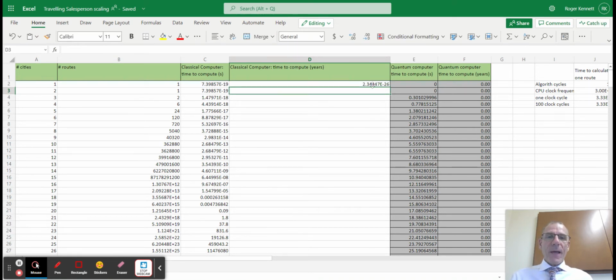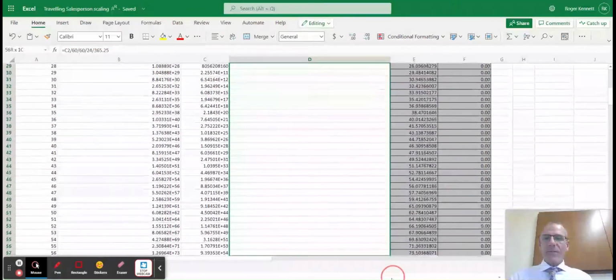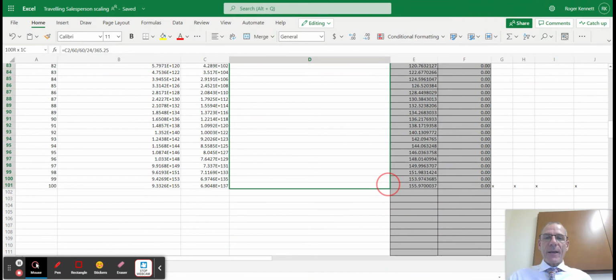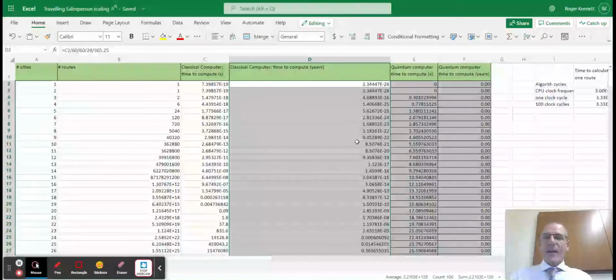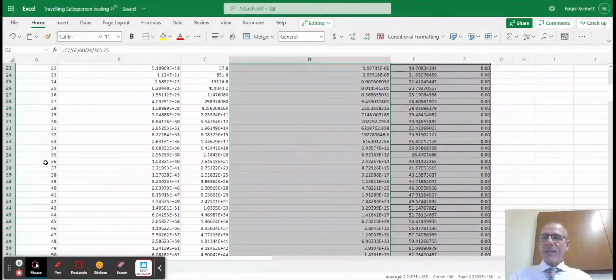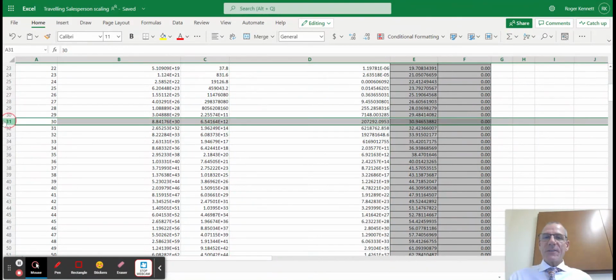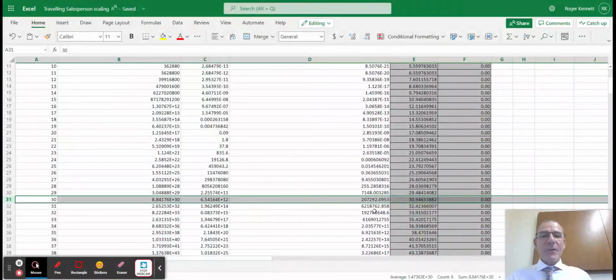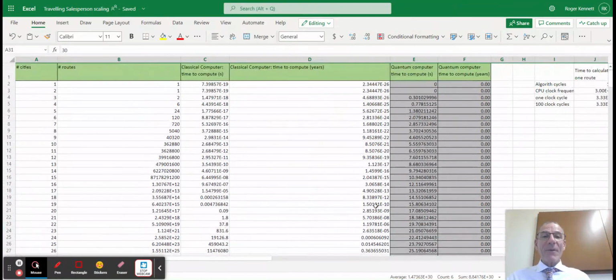So now I've got that number there, and again, I'm just going to click on it and drag that to fill all the way down to my 100 cities there. So now I can come back to this 30 cities and see how long it's going to take in years for my computer to calculate. And just doing it by brute force, you can see it's going to take a very, very long time.